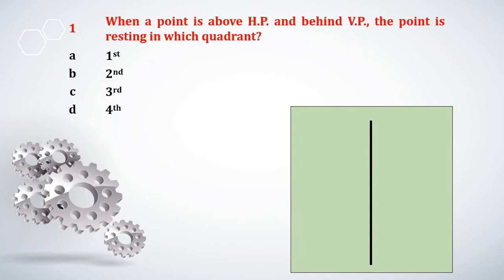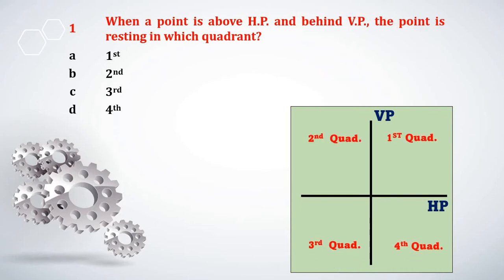So we will be solving this question with the help of the quadrant system in the 2D view. So we have drawn VP and HP intersecting each other at 90 degree, and all the quadrants are mentioned. Now the point is above HP, that means you can see this arrow is showing the above indication in the diagram. And the second condition given is that it is behind VP. If we draw the two construction lines through these arrowheads, we will be obtaining a point in the second quadrant, that is the answer. So option B is the correct answer.